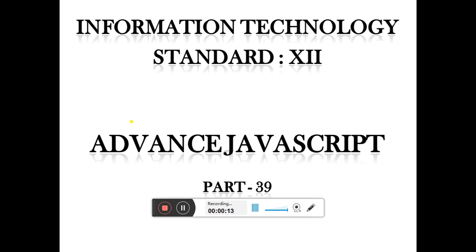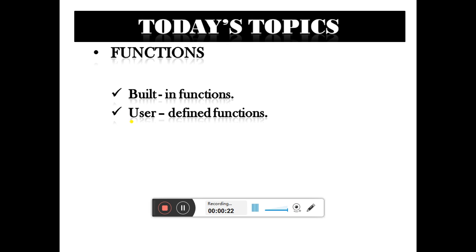This is chapter number 3, advanced JavaScript. We are continuing with our revision. In the last lecture we have already studied functions, that there are two types of function: one is built-in function and another is user-defined functions. We have seen built-in functions in detail in our last lecture.